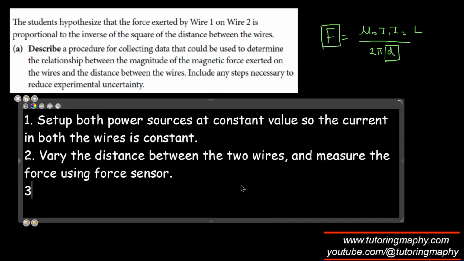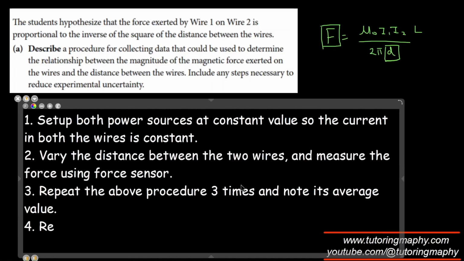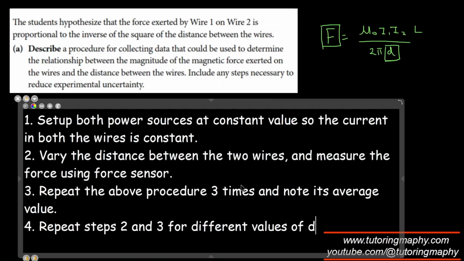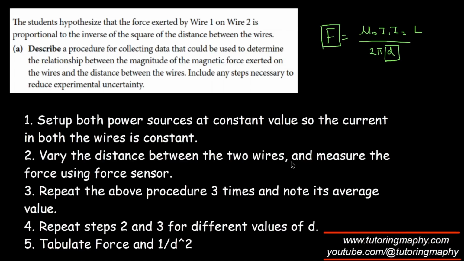We want to make sure that there is less uncertainty. So repeat the above procedure 3 times and note its average value. Then repeat steps 2 and 3 for different values of d. Tabulate force and 1 over d square. That's what we want to, after all, analyze, right? So that's how it works.